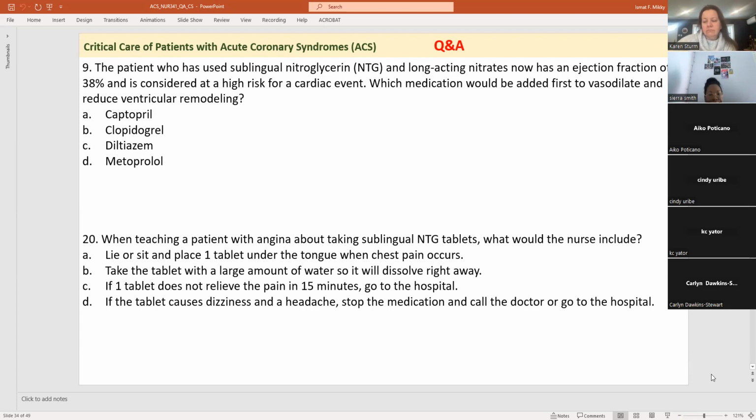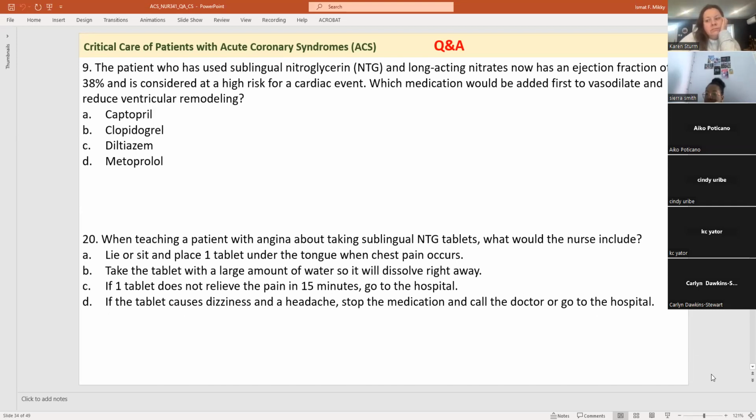Yes, and after that they have to call 911. Up to 3 doses, 5 minutes apart. Yes, 5 minutes apart. 3 times, like 15 minutes total. So after 15 minutes, with 3 tablets taken, if there's no resolution or the pain doesn't subside, then that's when it's time to call 911 and EMS.